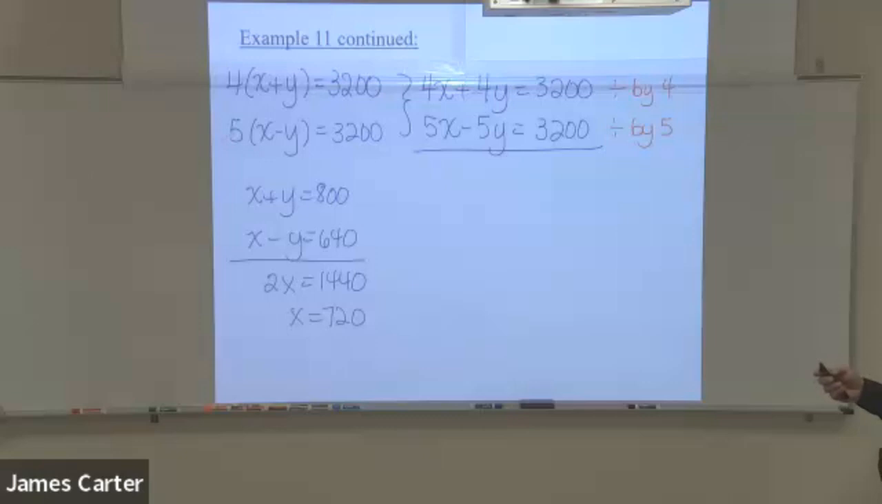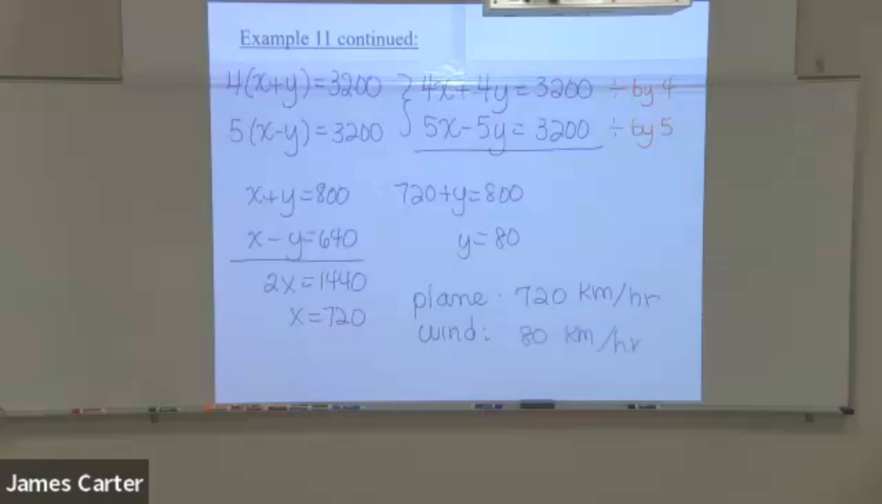Well, anyhow, now we're going to take that 720 and we're going to substitute it into one of these two equations. And when we do that, we're going to get the wind speed was 80 kilometers per hour, which means in reality somewhere around 48, 49 miles per hour. So the plane speed, 720 kilometers per hour, the wind speed, 80 kilometers per hour.